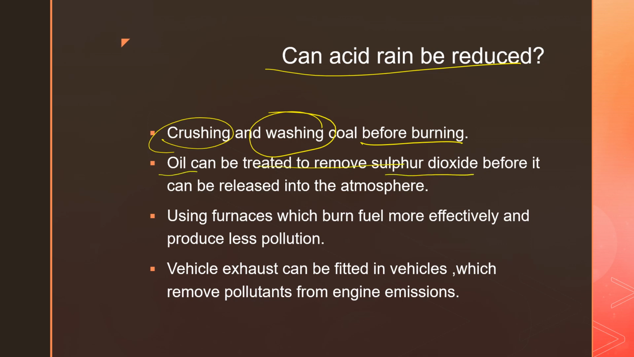So the waste oil which is released from the industries, before releasing into the atmosphere, if the sulfur dioxide from it is removed, then we can say that less pollution is happening. Another way is using furnaces which burn the fuel more effectively to produce less pollution. Now, vehicle exhaust can be fitted in vehicles which will remove the pollutants and engine emissions.